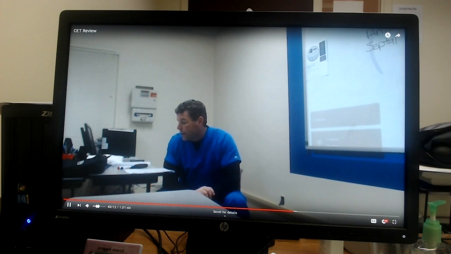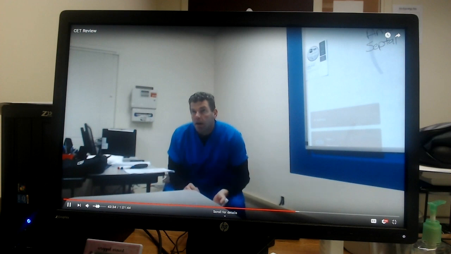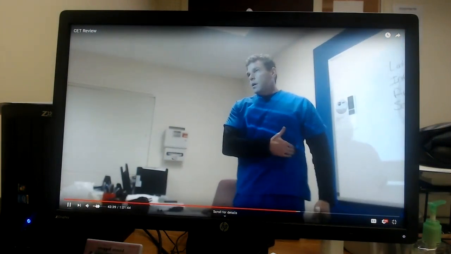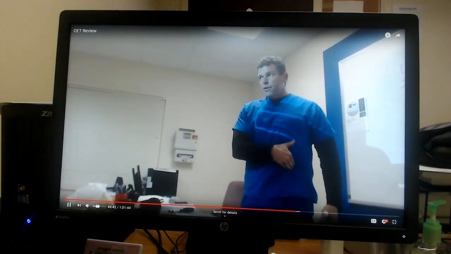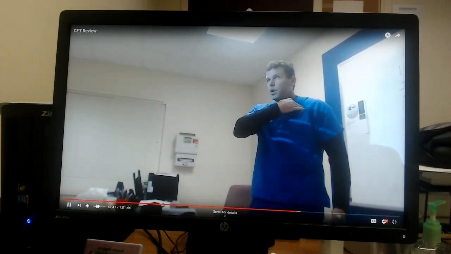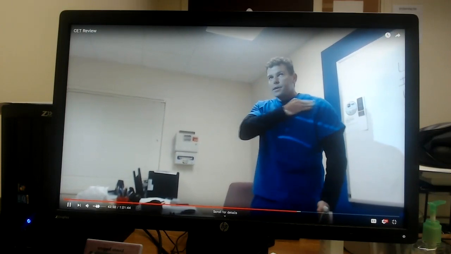81. An EKG technician is preparing to perform a 12-lead EKG on a patient who has casts on her left arm and left leg. Which of the following locations should the technician apply the limb leads? Upper chest and lower abdomen. Okay, if they had a cast on their left arm and their left leg, you could easily put it on their lowest rib. You could put it on an anterior iliac crest, and then instead of putting it on their wrist, you could put it under their clavicle or anterior deltoid. Okay.